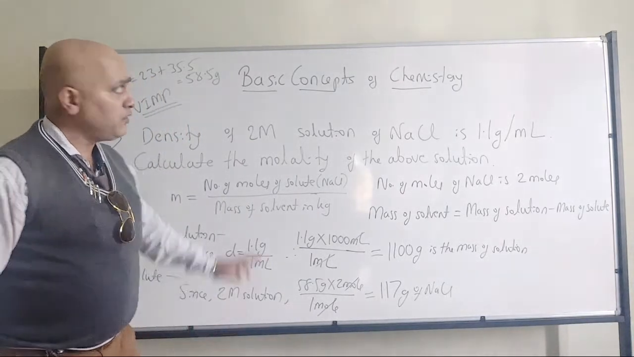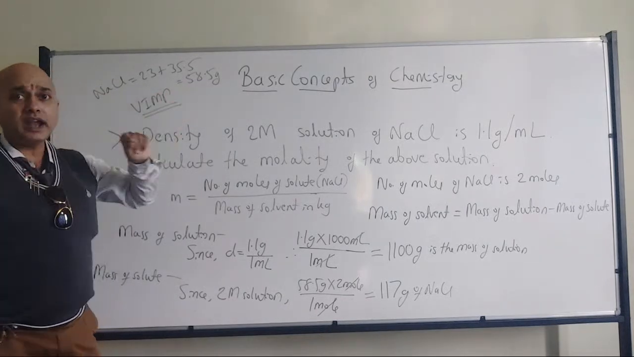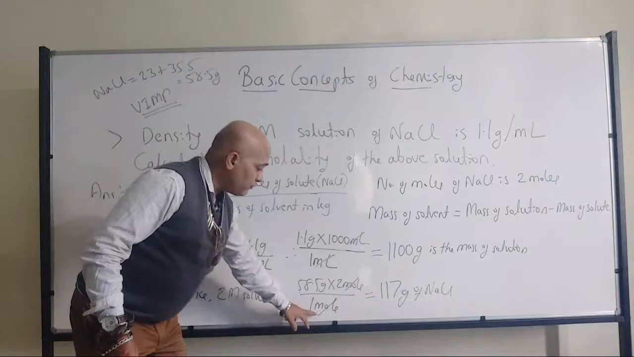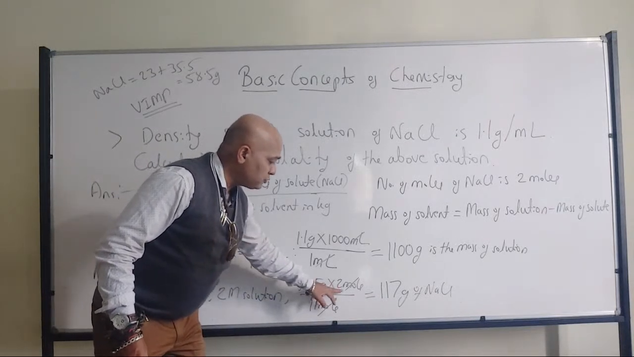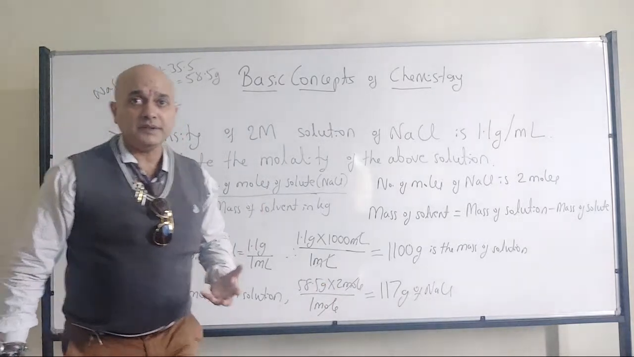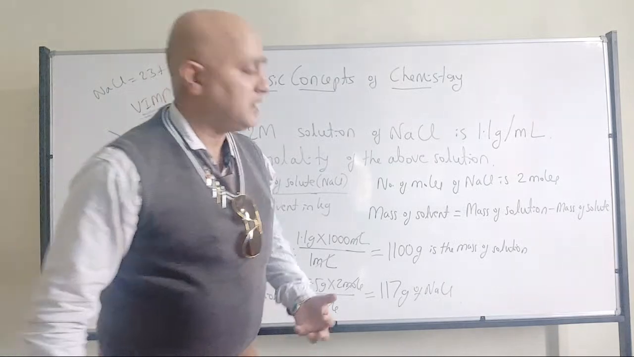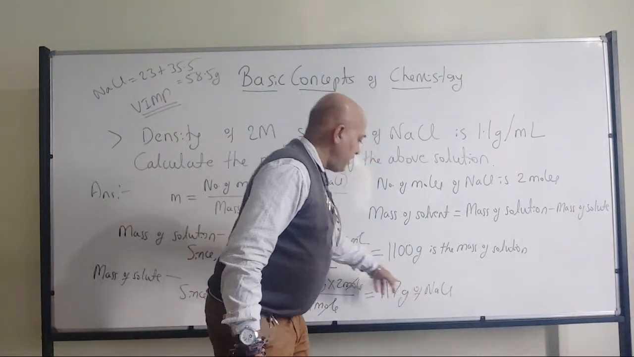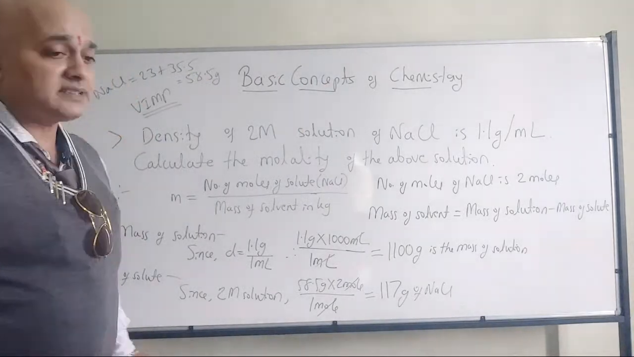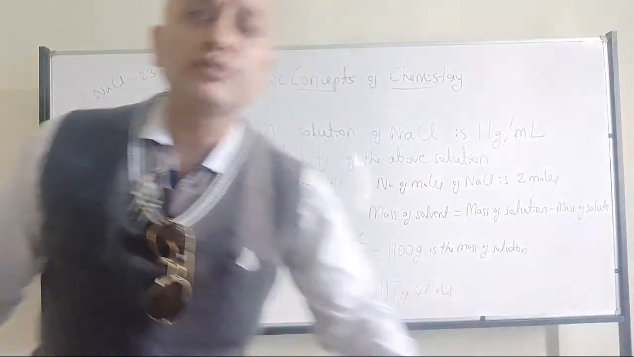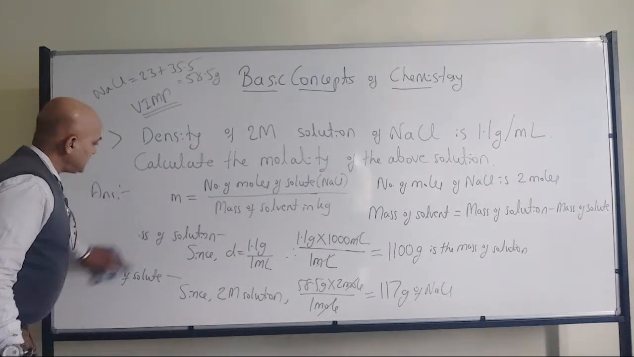All of us know molar mass of NaCl is 58.5 grams. So for 1 mole it will be 58.5 gram. For 2 moles, how much it will be? Yes, very good. So that's where I have got the 117 gram as the mass of solute. All of you have understood? Shall I move to the next step?